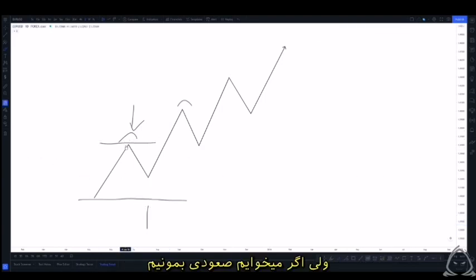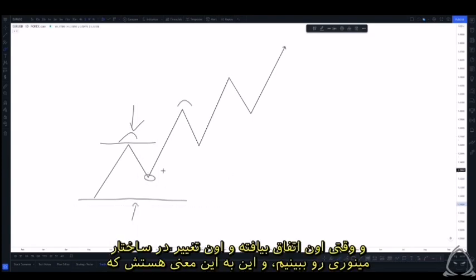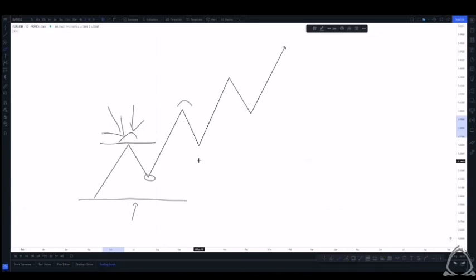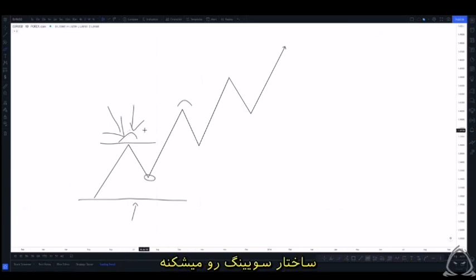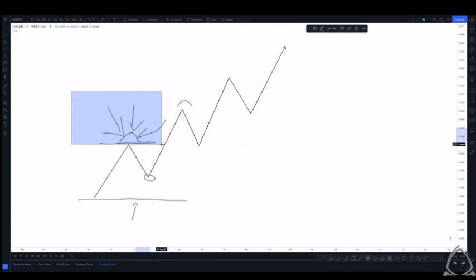But if we are to remain bullish, price will correct. It will fail to break this low or fail to invalidate the bull trend. And once that happens and we start to see that shift, that creation of minor structure, what that implies is that this low becomes protected and this high becomes targeted. And because we're in a bull trend, price then continues to move to the upside. It breaks the swing structure. It breaks this targeted high and continues to make a new higher high.